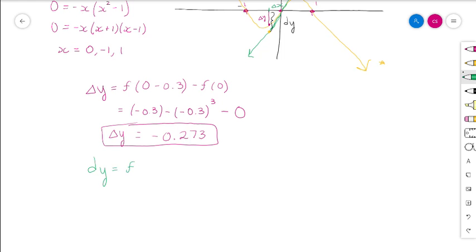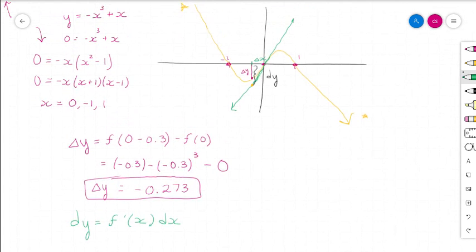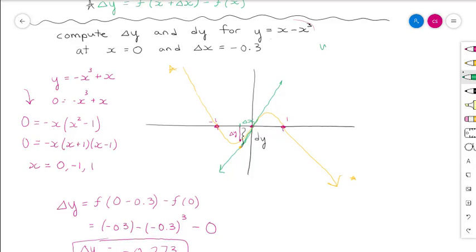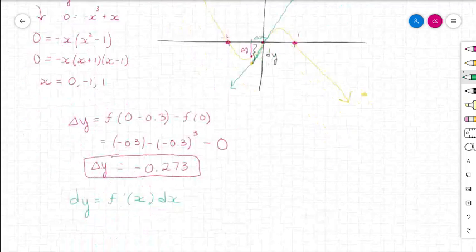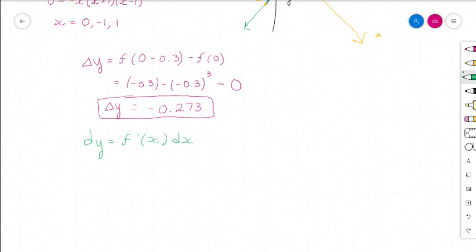And remember, dy is f prime of x dx. That's your differential. Well, what is f prime of x? It's going to be, let's see, y prime is going to be 1 minus 3x squared. So 1 minus 3x squared, dx. All right, and now what's x? x is 0. So it's going to be 1.